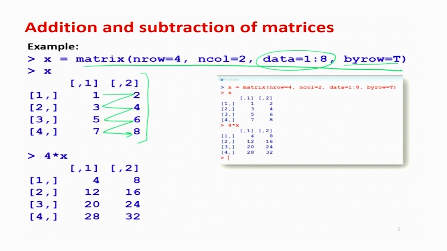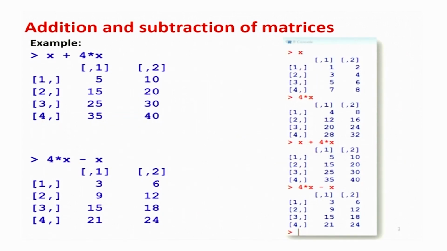Now, if you multiply this matrix by a scalar, then you know that each element of this matrix gets multiplied. For example, if I multiply by 4, then every element is multiplied by 4, and then I have one more matrix, 4 into x. Now I try to add and subtract x and 4x. You can see this x matrix has order 4 by 2, and 4 into x also has the same order 4 by 2. So there is no problem in doing the addition and subtraction operations.